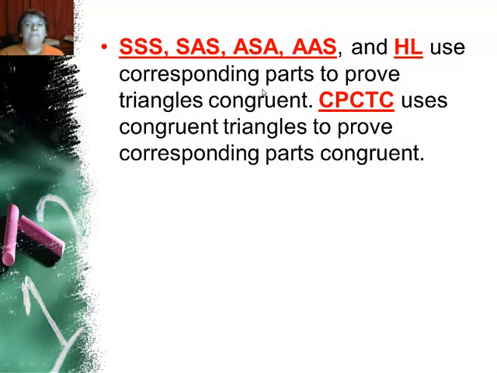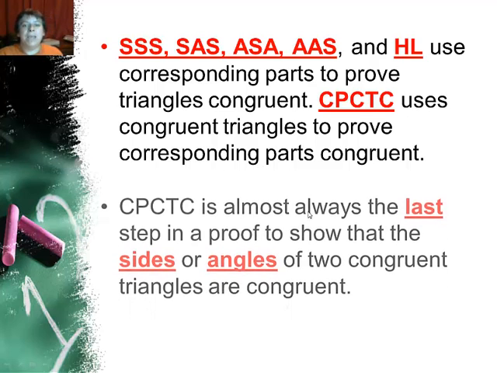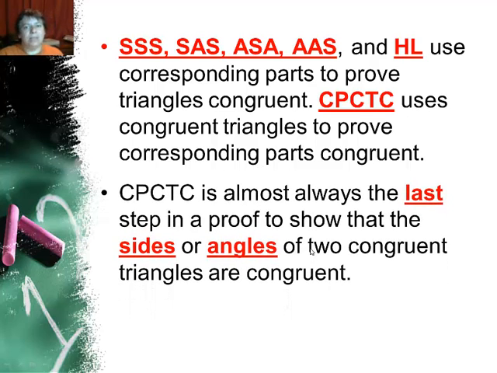Don't forget, you can use side-side-side, side-angle-side, angle-side-angle, angle-angle-side, and hypotenuse-leg to prove that triangles are congruent. And then after you prove the triangles are congruent, you can get the other sides and angles that you're trying to get to using CPCTC. It is almost always the last step in a proof to show that the sides or angles of two congruent triangles are congruent. Did I say congruent enough times?